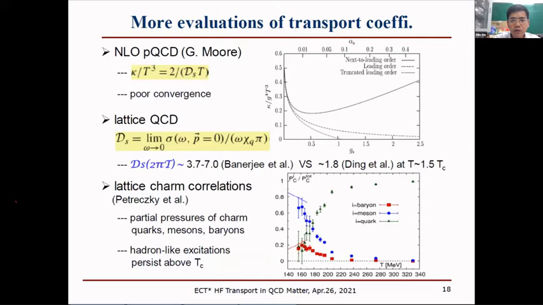And there are some other evaluations of transport coefficients. Using the pQCD approach, Caron-Huot and Moore calculated the momentum diffusion transport coefficient to next-to-leading order, but it suffers from poor convergence. And also lattice QCD calculations. This has been talked about a lot. And this is also another lattice result showing the charm correlations above Tc, but not very far from Tc. There seem to be significant charm-light correlations, which could be like resonances. So above Tc, not only charm degrees, but also composite degrees.